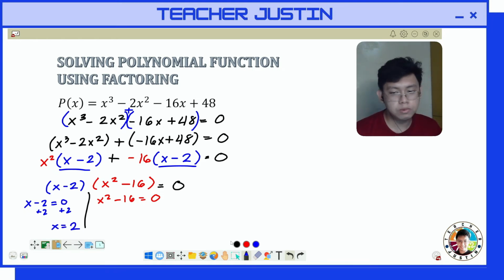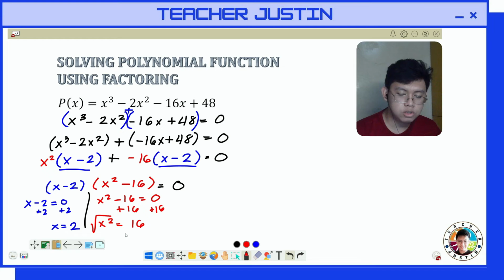Next is our second equation. Let's add both sides by 16. Giving us x squared is equal to 16. Then, let's remove the exponent by getting the square root of both sides, applying the square root property. Now, since we apply the square root property, we will always get the positive and negative roots of that number. So, we have the square root of 16. So, the square root of 16 is 4. Then, we will get both positive and negative sign of that answer. So we will have positive, negative 4.